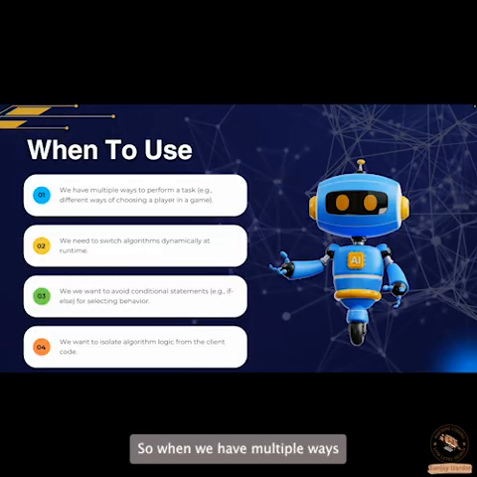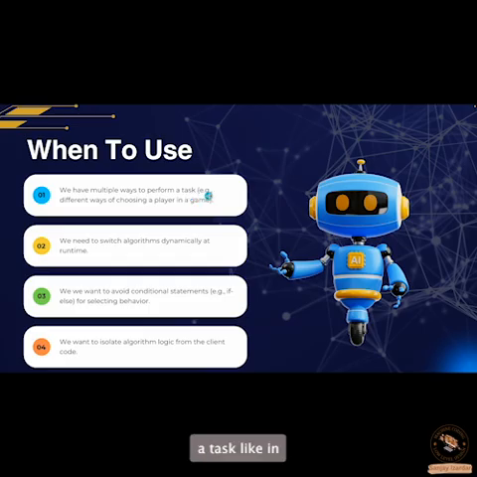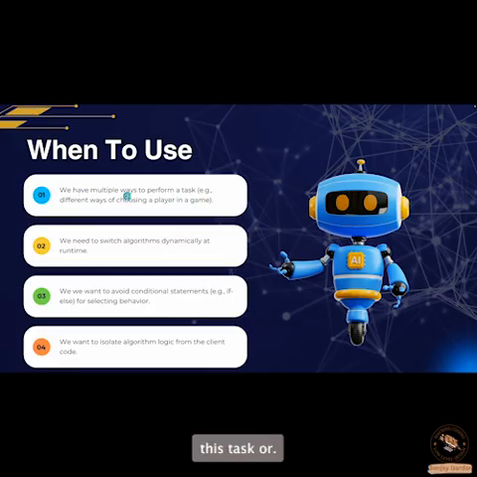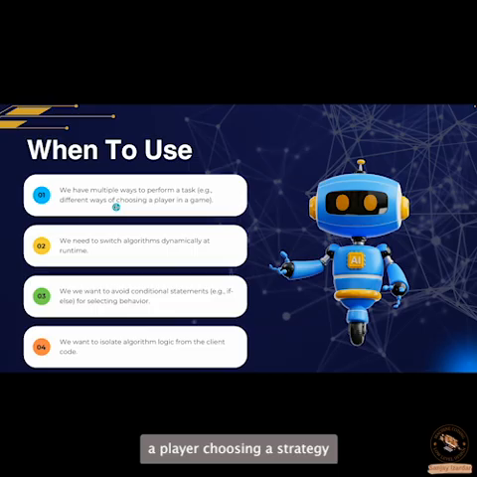When to use it? When we have multiple ways to perform a task, like in any game application, there may be different ways of choosing a player. There may be a round robin way, where the next player will be chosen, or a random player will be chosen. So we can perform this task. Or in a game application, a player choosing strategy. In a payment application, the payment method strategy. Or in sorting, the sorting strategy.